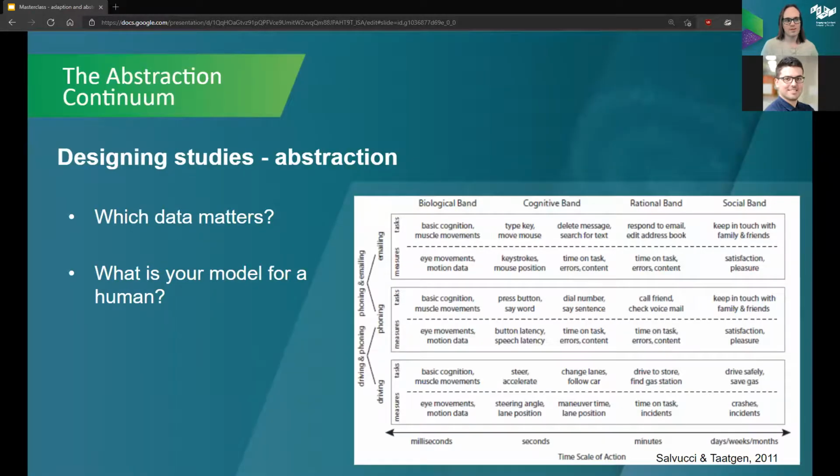So another of the continua that Salvucci and Totgen use in their research design guidelines is the abstraction continuum. Just like we would abstract away or have the full picture of certain details in terms of how applied a task is, there's also consideration of human behavior and what aspects of behavior we're interested in.